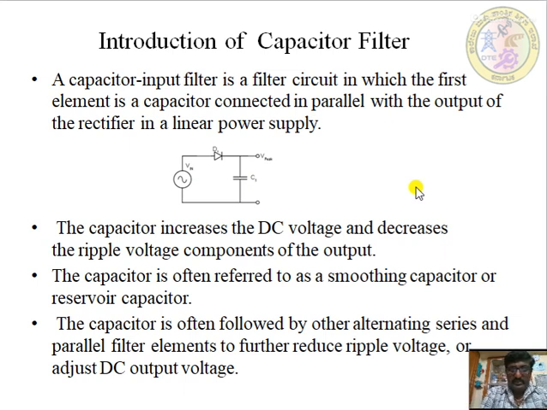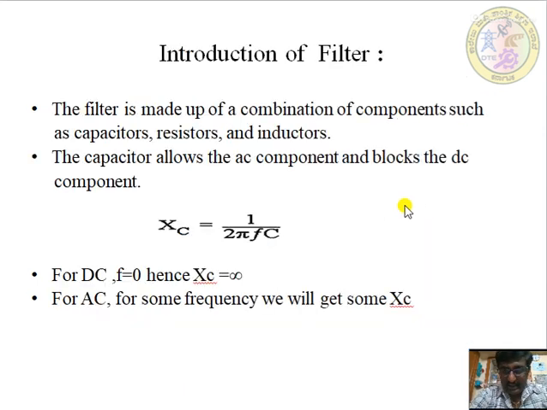Next, the capacitor increases the DC voltage and decreases the ripple voltage components of the output. At the output, the DC voltage increases and the ripple voltage decreases. The capacitor is often referred to as a smoothing capacitor or reservoir capacitor, since filters are used for smoothing. The capacitor is often followed by other alternating series and parallel filter elements to further reduce ripple voltage or adjust the DC voltage. So along with the capacitor, we require other filtering elements.